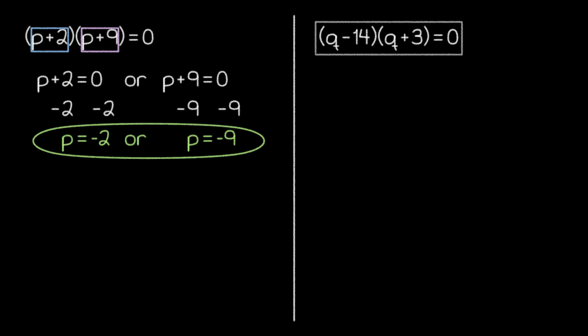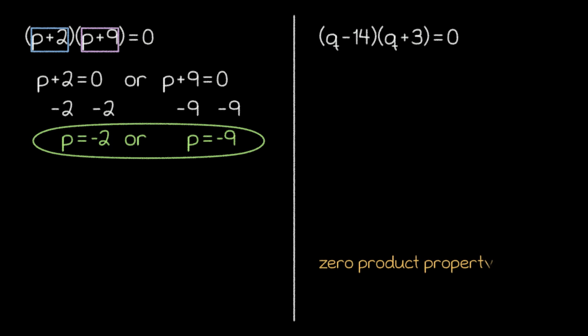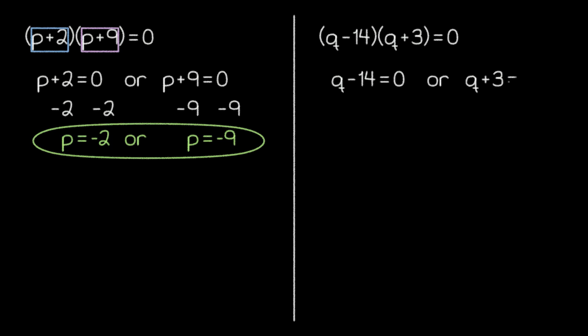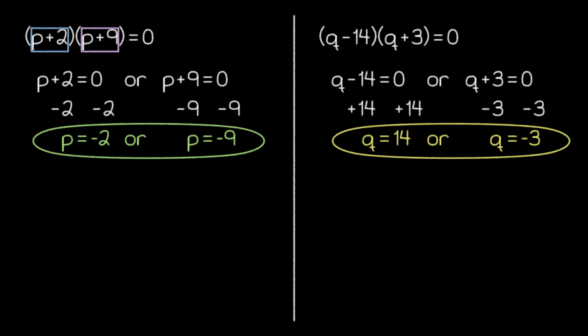Our next problem will be very similar, but let's solve this equation without doing any boxing. The main question to ask yourself here is, what are the individual factors that could be equal to 0? Thankfully, the parentheses in this problem make that answer pretty clear. So the expression inside the first set of parentheses could be equal to 0, but it could also be the expression inside the second set of parentheses. Then, if we add 14 to both sides of the first equation and subtract 3 from both sides of the second equation, we can see that q is equal to either 14 or negative 3.